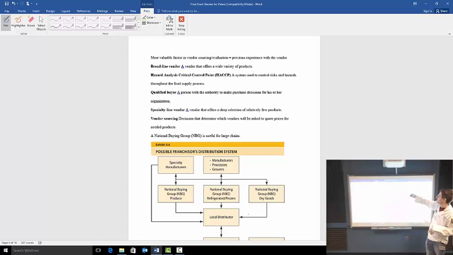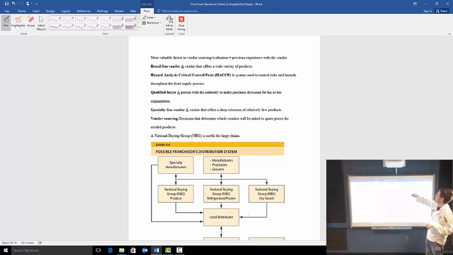We have our broadline vendors, a vendor that offers a wide variety of products. This is your US Foods, your Sysco, people like that, where you could order produce, dry goods, dairy, all from one place. Then we also have our specialty line vendors, which is a vendor that offers a deep selection of relatively few products. In class, we talked about ordering dairy from Pittsford Dairy. That would be a specialty line vendor.